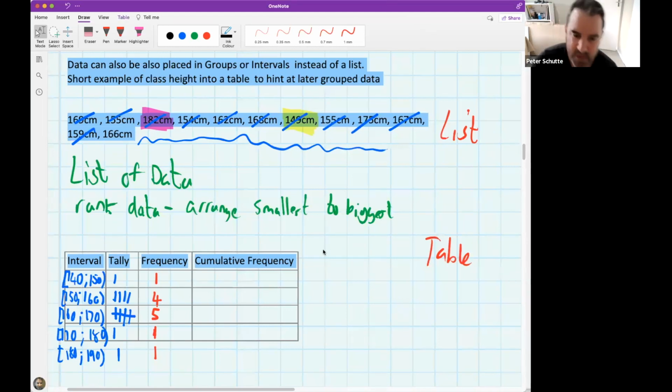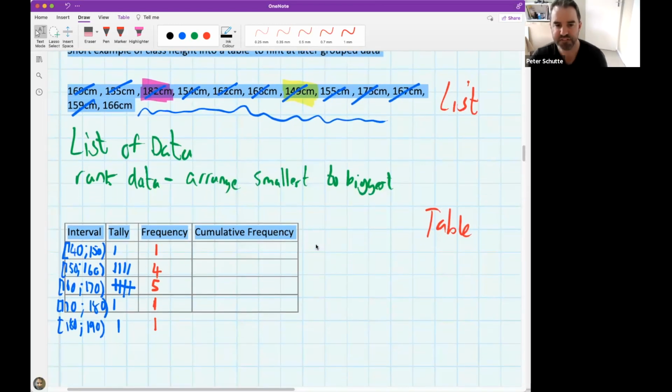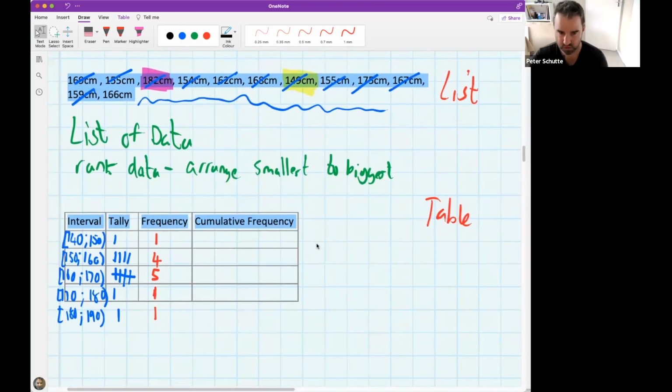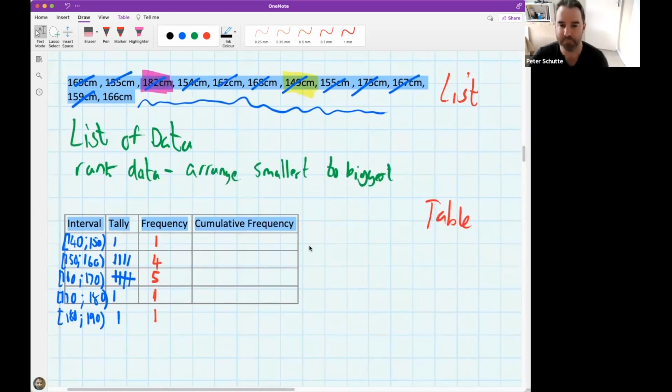Okay. Now, if I have to ask you which one, in fact, we'll come back to that in a moment, but I just want to show you something called cumulative frequency. If you have a table and you have tally and you have frequency, you can also do something called cumulative frequency.